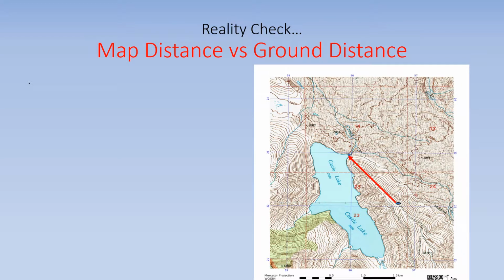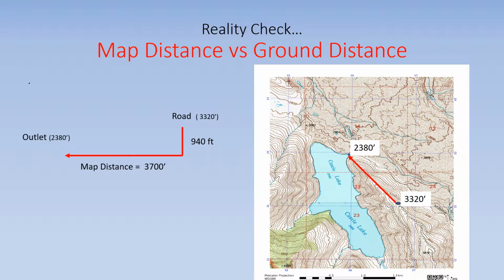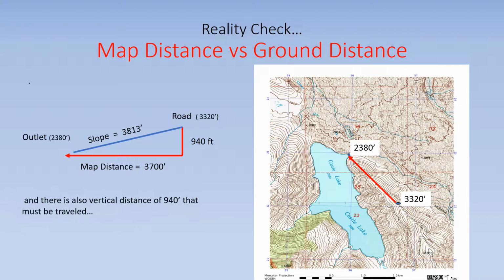In mountainous terrain, map distance and ground distance can be quite different. In this example, there is a difference in elevation of 940 feet associated with a map distance of 3,700 feet, which creates a slope distance 113 feet longer than the measured map distance. Actual walking distance will always be even longer given the ups and downs along the path.